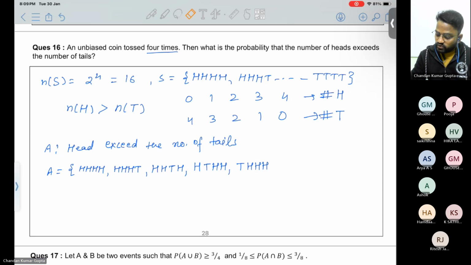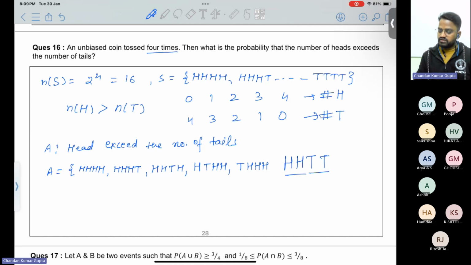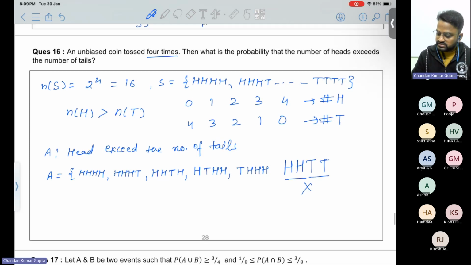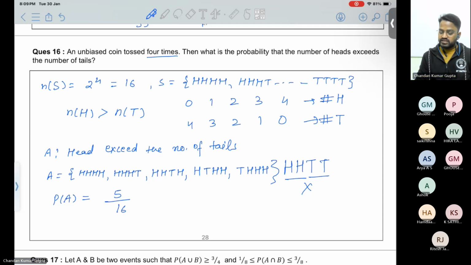Because when we write, for example, HHTT, then it's an equal number. So it is not the case. So the probability that heads exceed the number of tails is 5 upon 16. Is it clear?